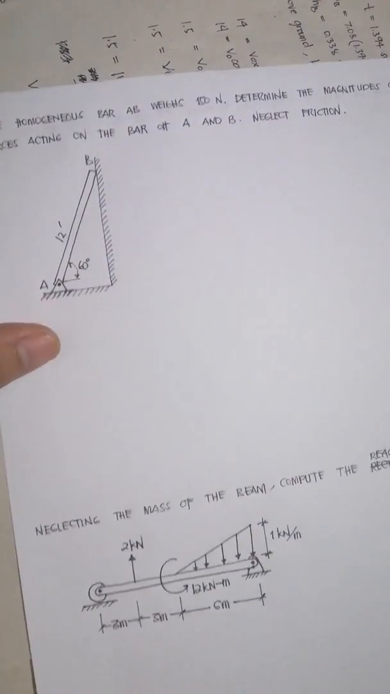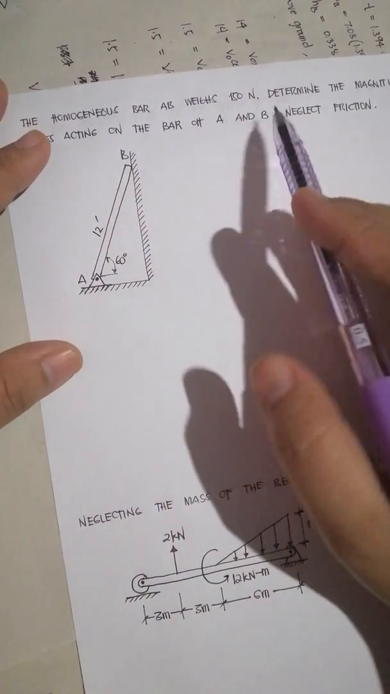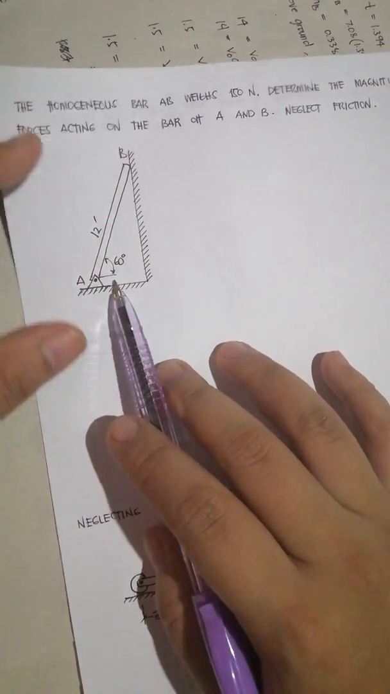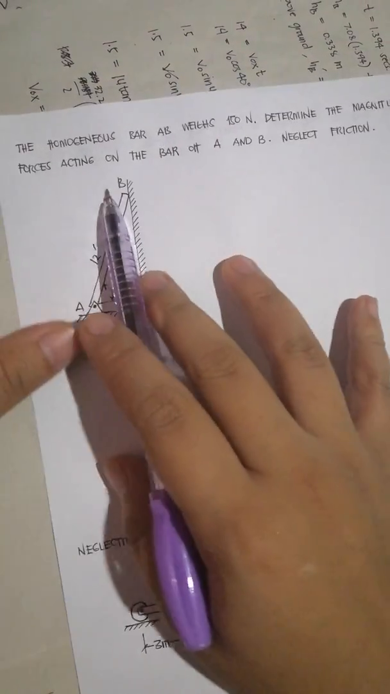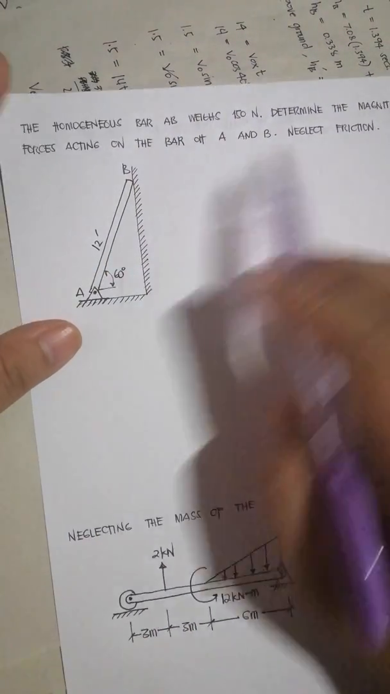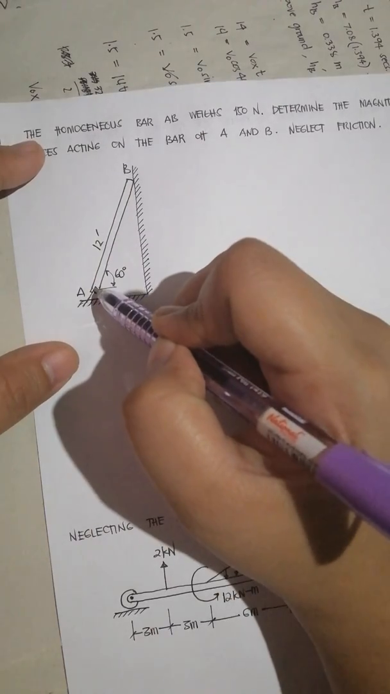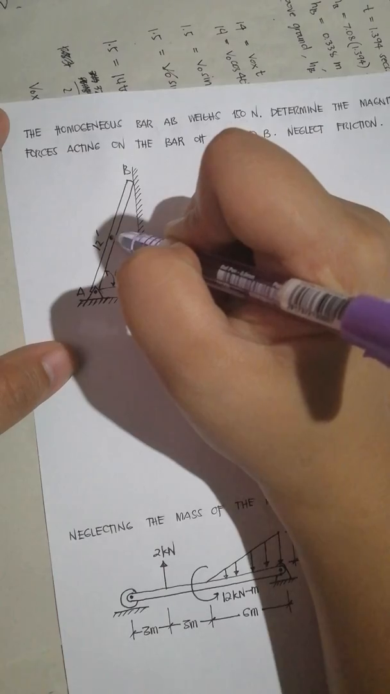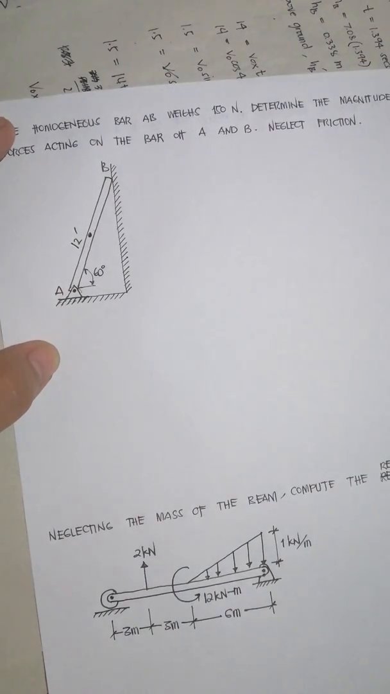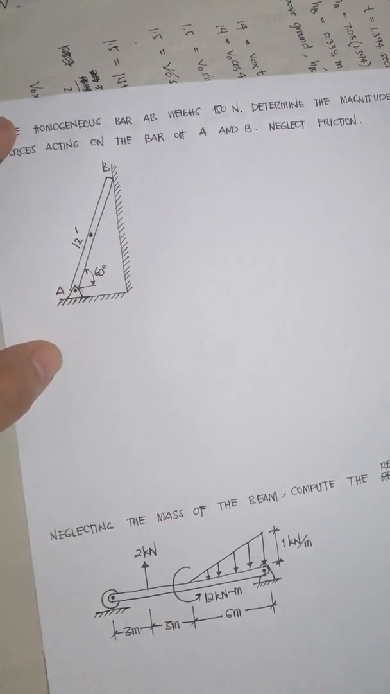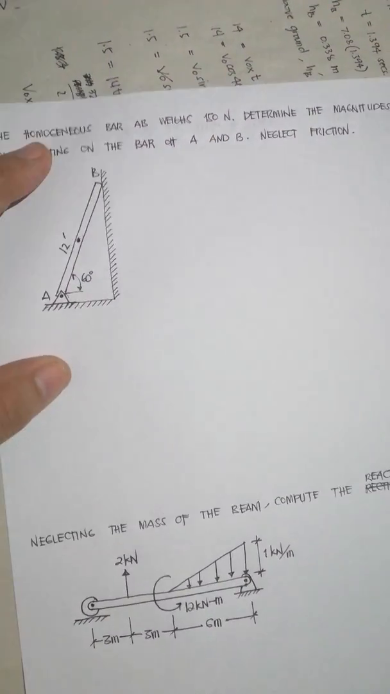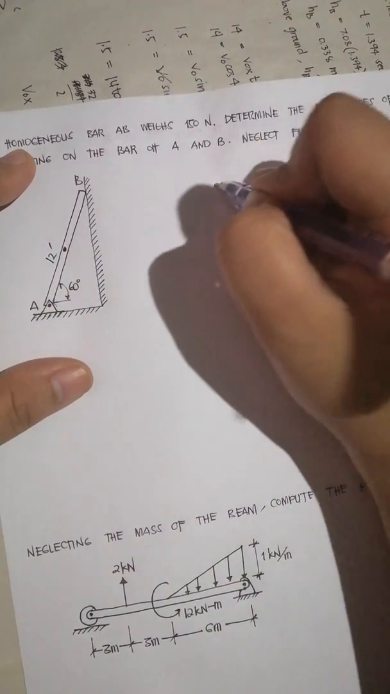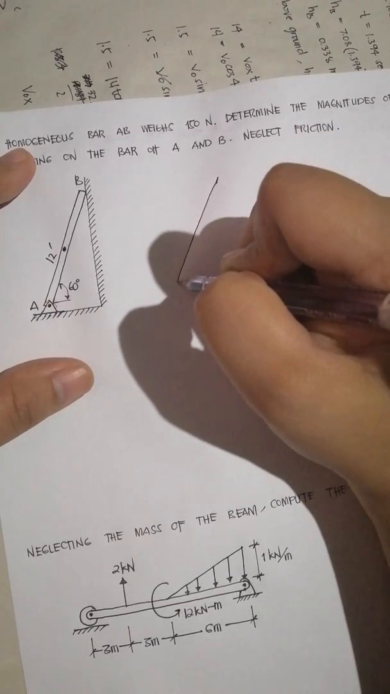Another one, the second to the last example. A homogeneous bar AB weighs 150 newtons. Determine the magnitudes of the forces acting on the bar at A and B. So 150 newtons is located here at the center. We'll just draw it as part of our FBD. Let's just draw the bar separately.